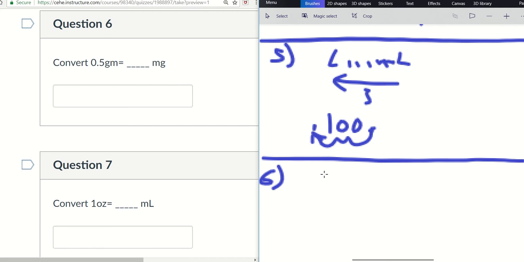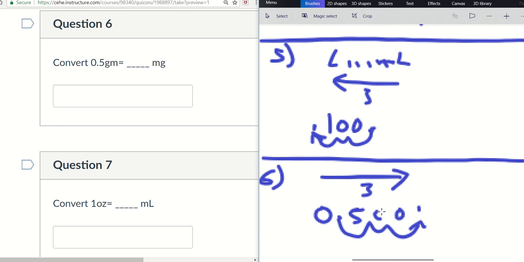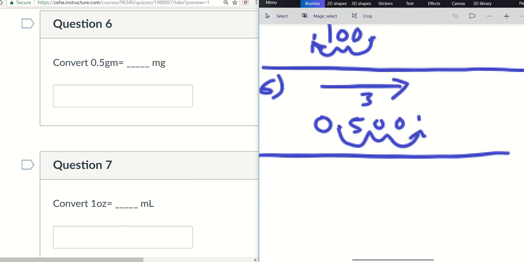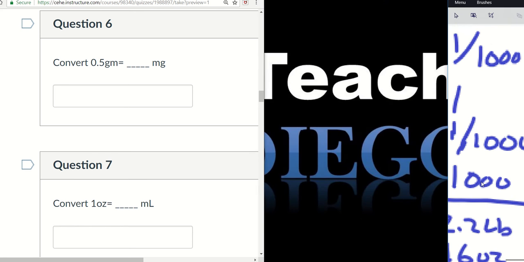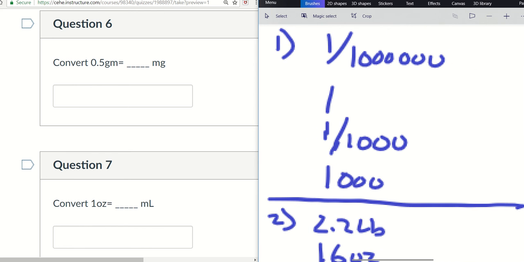Grams to milligrams looks like 3 spaces to the right. So 0.5. Let's move this guy. 1, 2, 3. There's its new home. You would document this as 500. Very good. 7. Do we have to do any math? No, it's just 30.